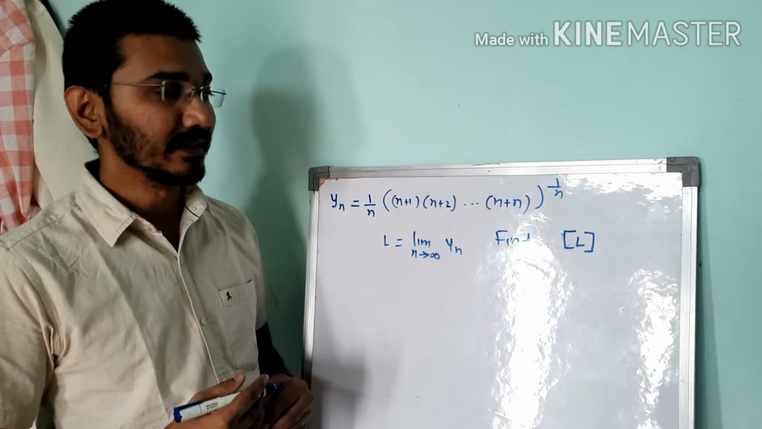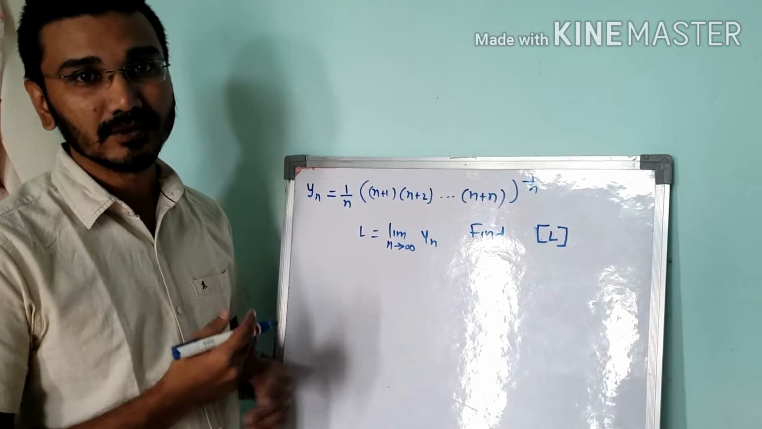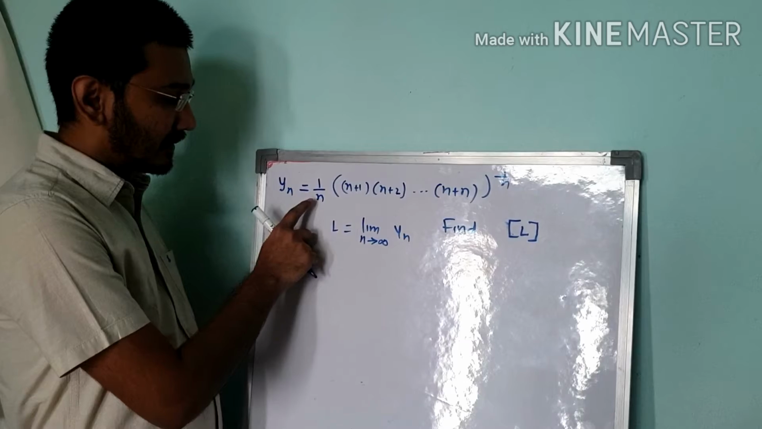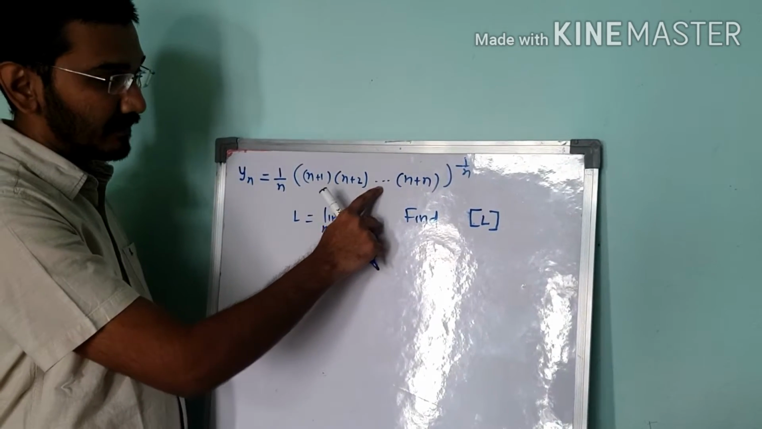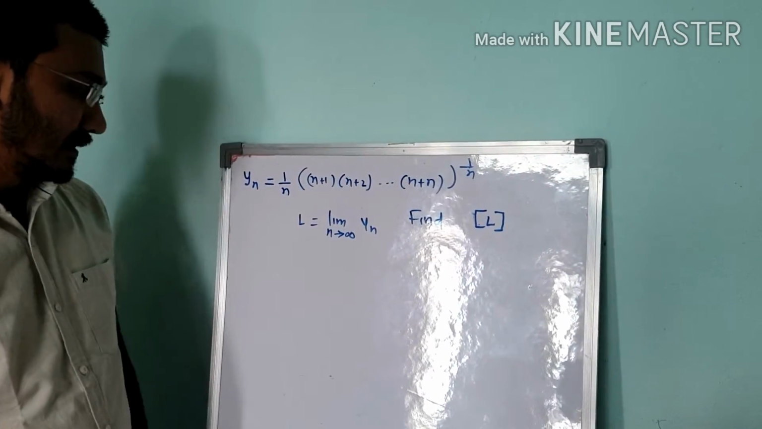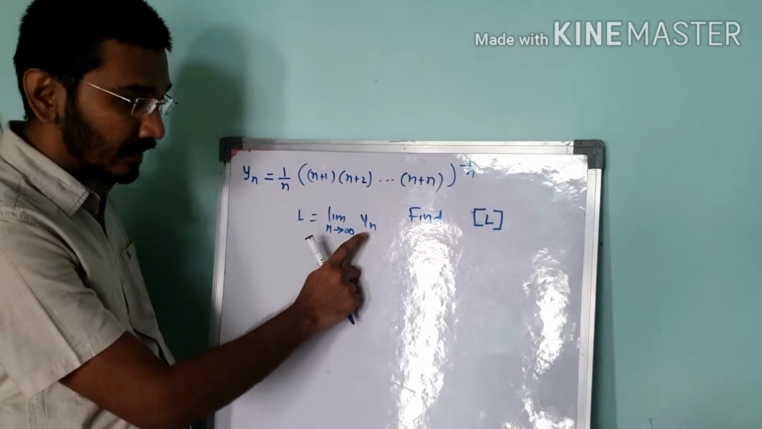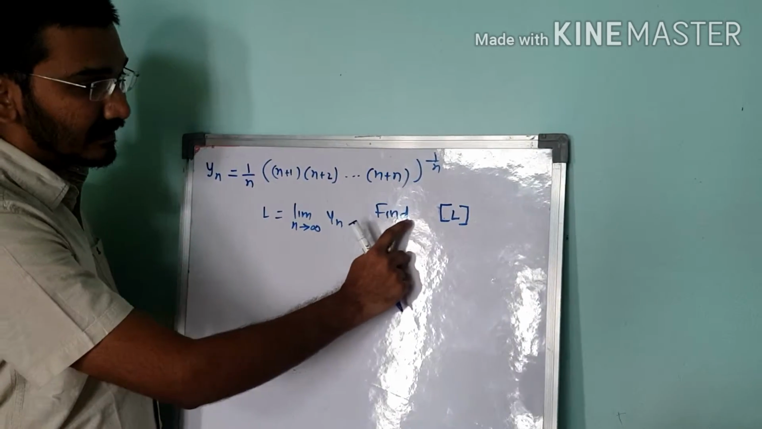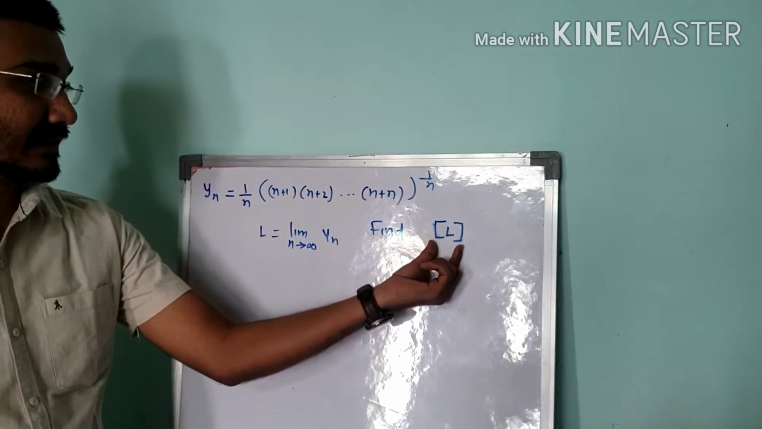We are going to study one of the questions which was asked in JEE Advanced 2018 this year. Look at this question. yn equals 1 by n, in whole bracket (n plus 1)(n plus 2)(n plus 3) and so on up to (n plus n), and this bracket raised to 1 by n. The question says if L is the limit of yn when n tends to infinity, then what is the greatest integer value of L? So we have to find out the greatest integer value of L.